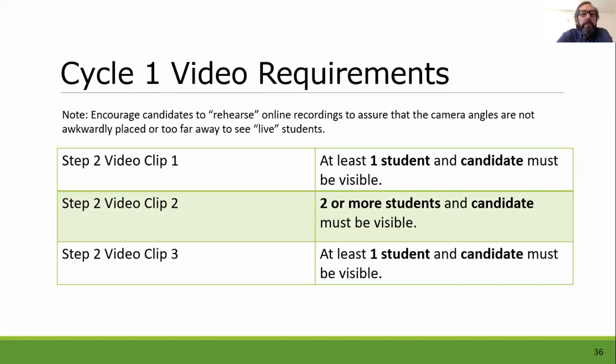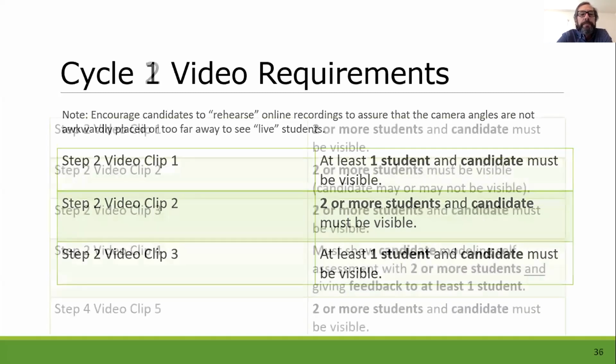In clip one, we need to see at least one student, and how we're referring in office hours to the student, to the candidates, is that if it is a singular student, that's one. If it's students, that's two or more. So we must see the student and candidate in clip one. We must see two or more students and the candidate in clip two. And then again, in clip three, we need to see one student and the candidate. And if we could go to the next one for cycle two.